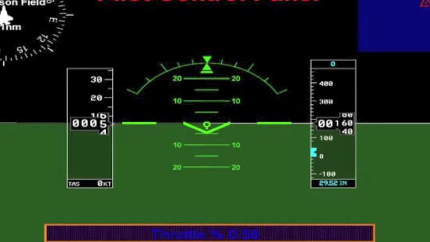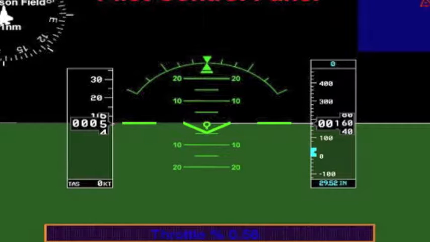Now, let's focus our attention to the center of the panel. In this cluster, we have the airspeed indicator on the left, the attitude indicator in the middle, and the altimeter, which is above sea level, at the right. You have seen that attitude indicator in prior slides.